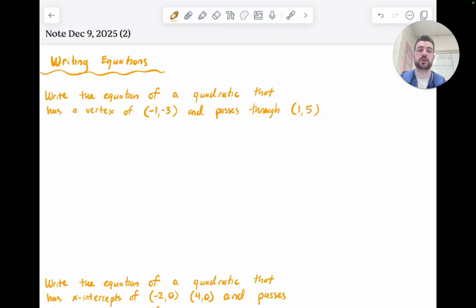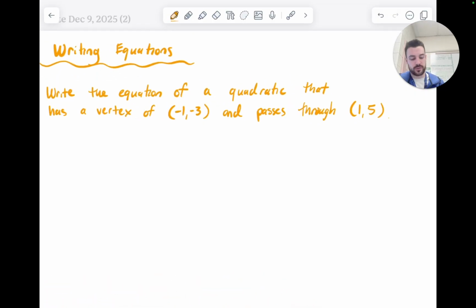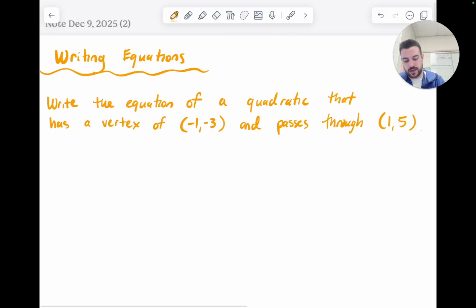Today what we're going to do is some quick examples on writing the equation of quadratic functions given some information. Now, the information that we are provided is going to be very telling as to how we want to write the equations. So let me give you our first example. Let's dive right in here.